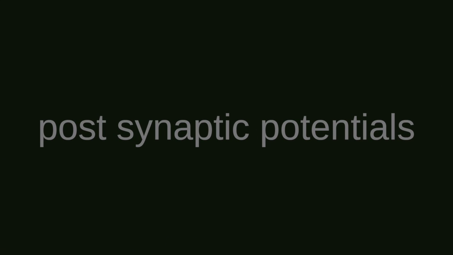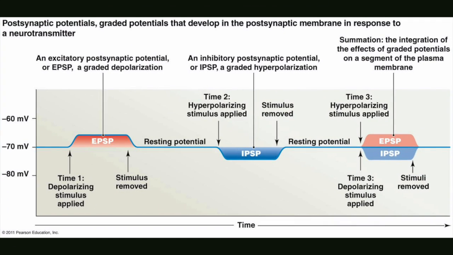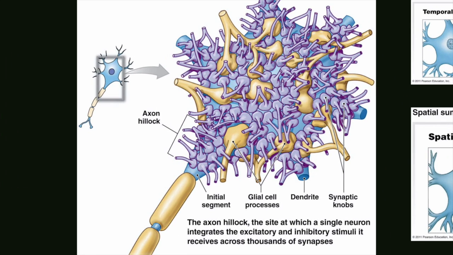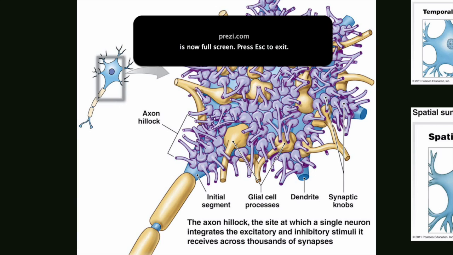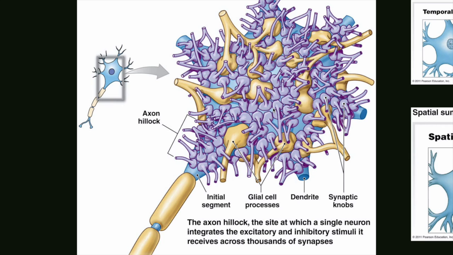Alright, we're going to talk a little bit about information processing and postsynaptic potentials. So EPSPs and IPSPs are the postsynaptic potentials. They are generated in the postsynaptic membrane. A single neuron may receive input from thousands of other neurons. So here's one neuron, and all these purple neurons and yellow ones are different neurons that are sending their signals. And in reality, it could be thousands. And the input from all of these different neurons is integrated in the cell body.